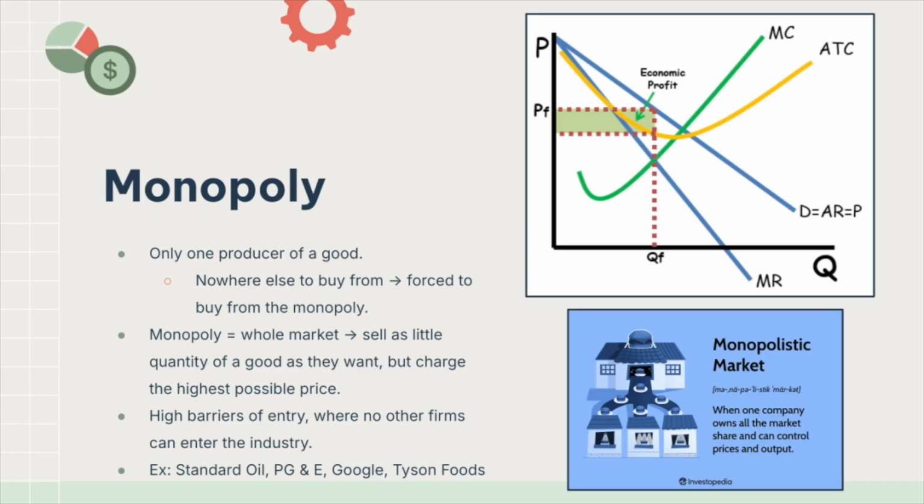As you can see in the graph over there, total revenue will be maximized when the marginal revenue is equal to zero, and the economic profit section is this tiny little section over here, where the firm is going to be selling at price PF but at quantity QF, as you can see, because they're going to sell less but charge more.